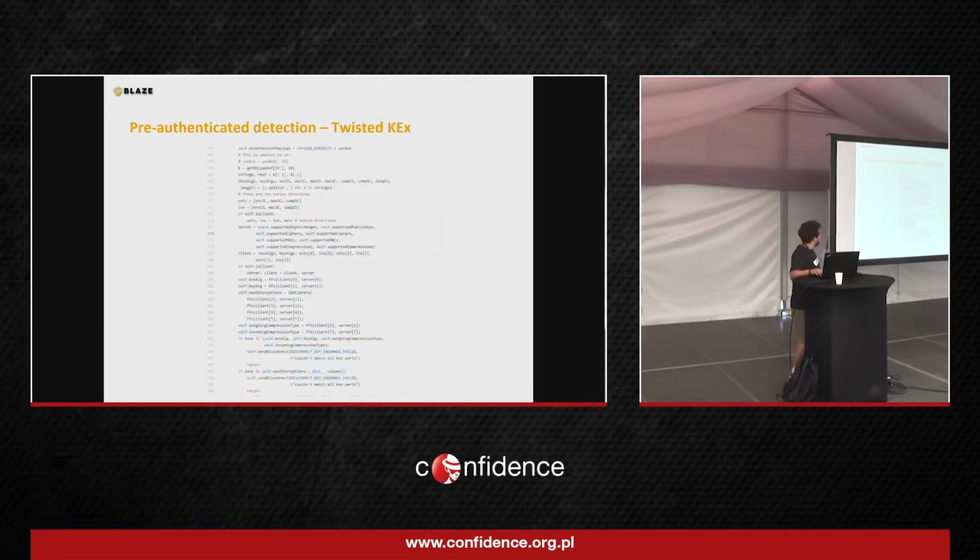This is also pretty bad to read, sorry for that. But this is the key exchange procedure of Twisted. And if you see, there is no try except or any sort of try catch, nothing. That's why it crashes big time with these unhandled exceptions.